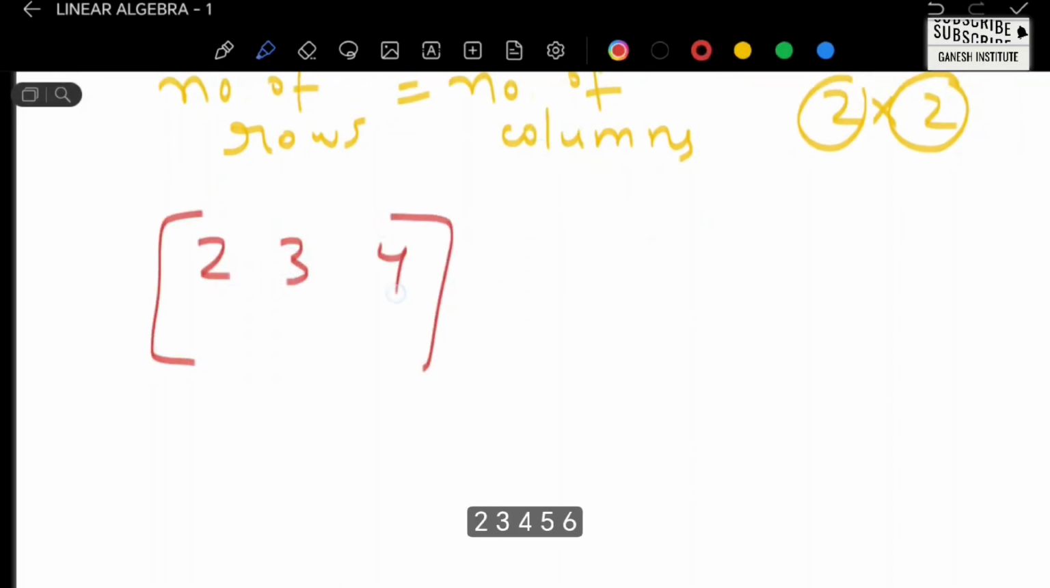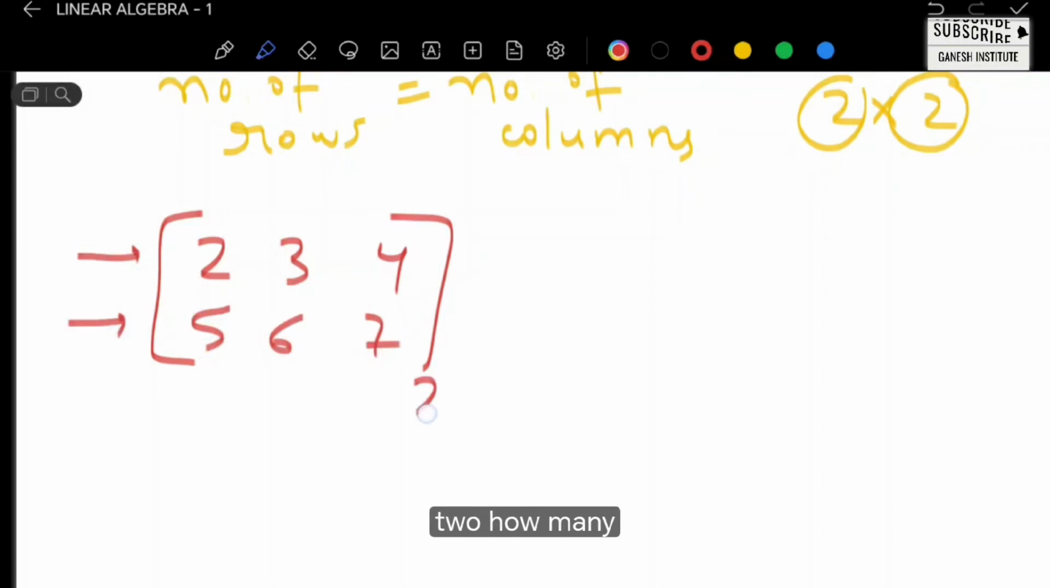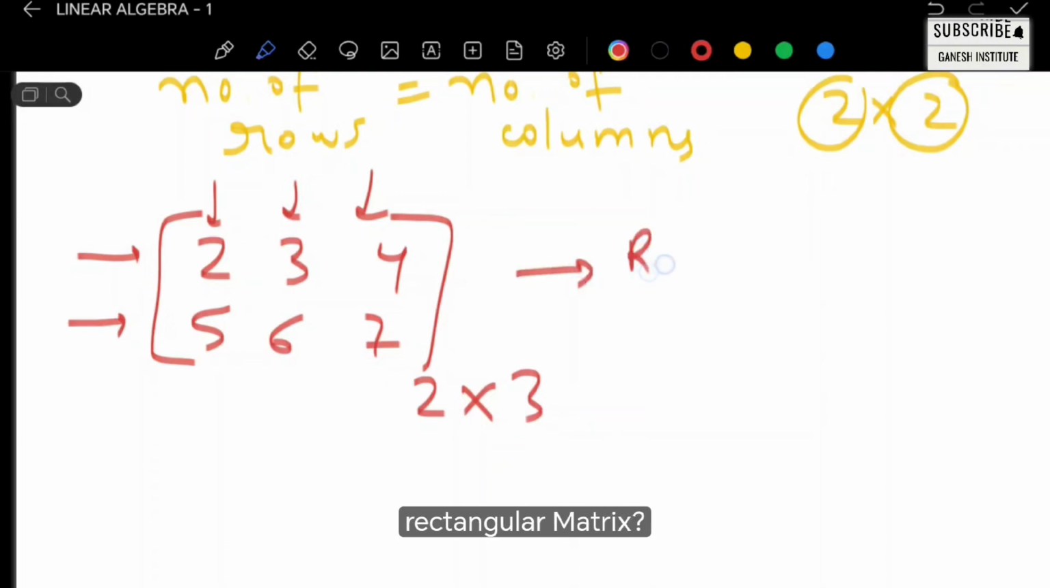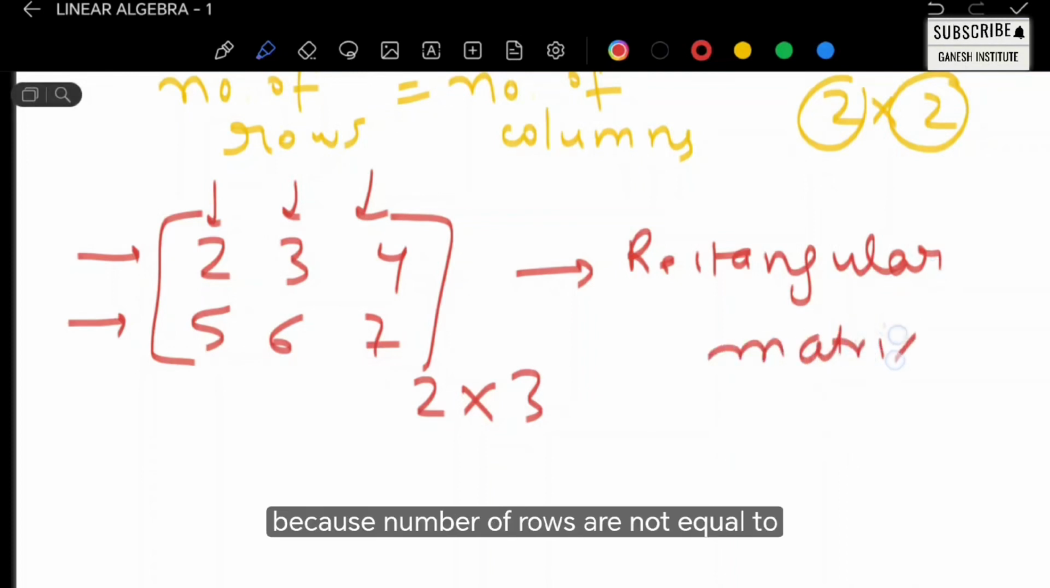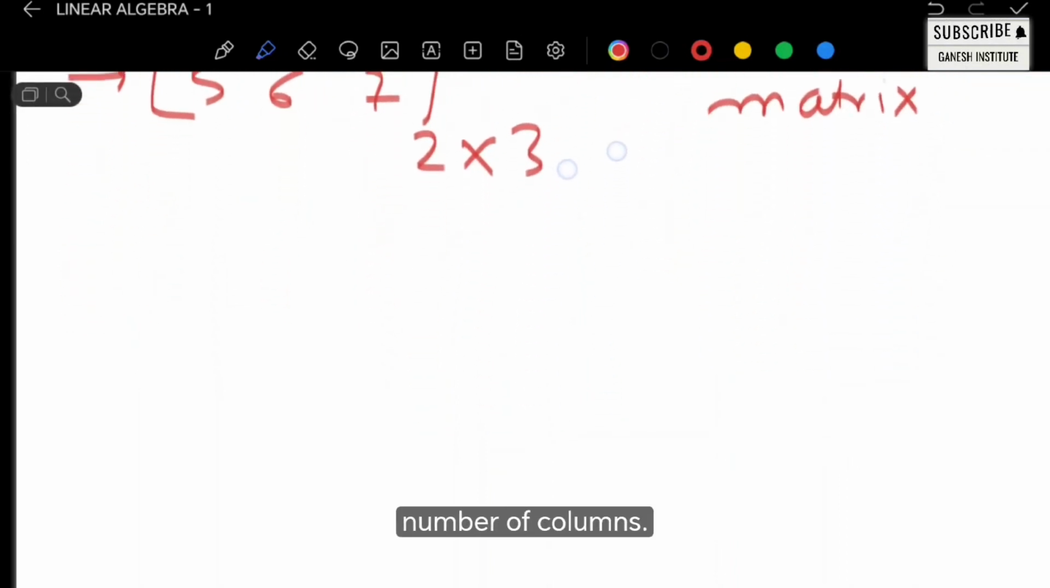2, 3, 4, 5, 6, 7. How many rows? 2. How many columns? 3. So order is 2 cross 3. So can I see it as a rectangular matrix? Yes. Because number of rows are not equal to number of columns.